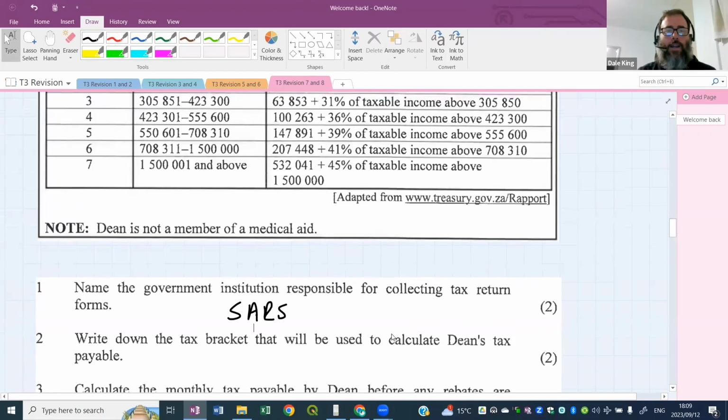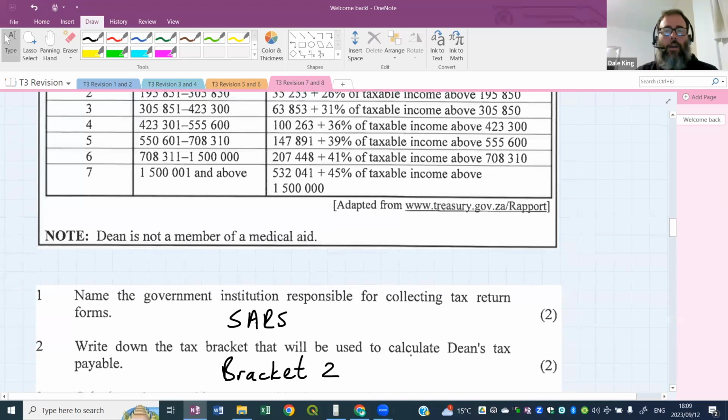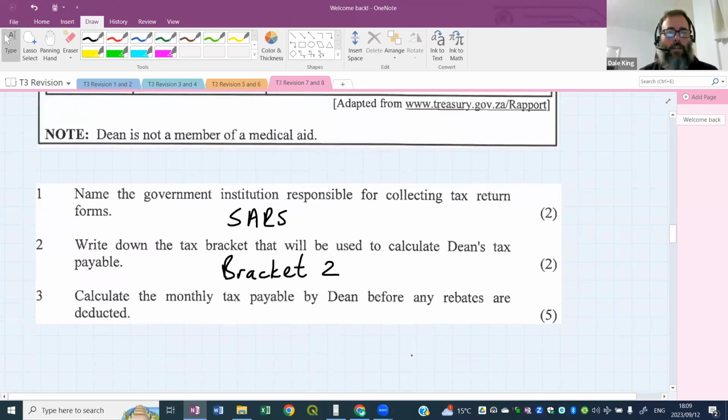What they got here. Write down the tax bracket that will be used to calculate Dean's tax. You guys all said it already. It was bracket number 2. So let's write there bracket 2. That's what you guys told me. Absolutely good. So far, so good. What else do they have for us? Calculate the monthly tax payable by Dean before any rebates are deducted.